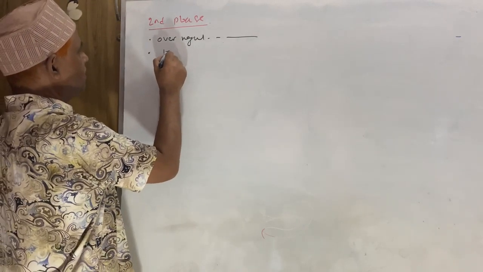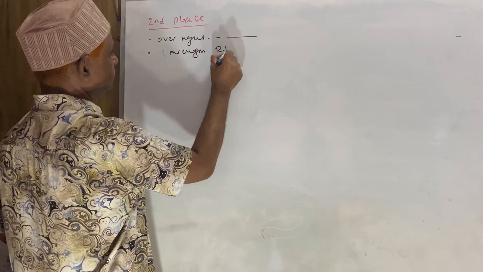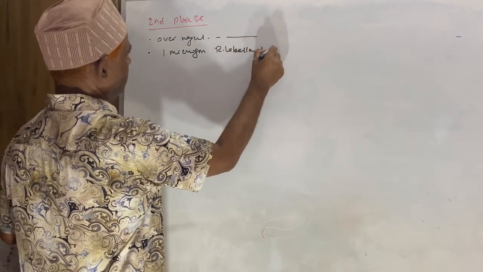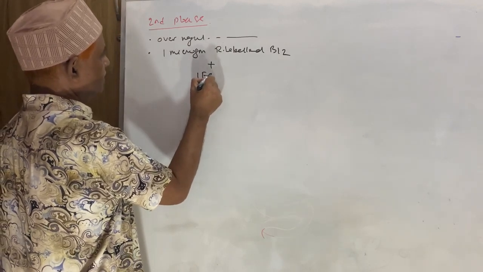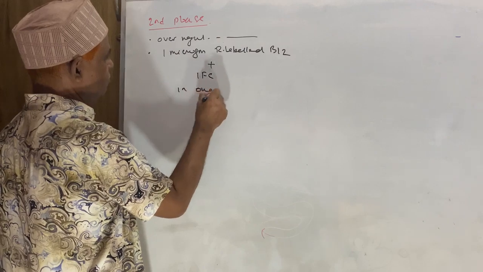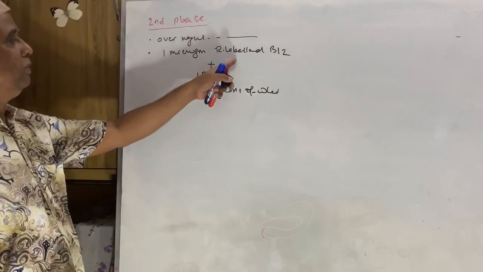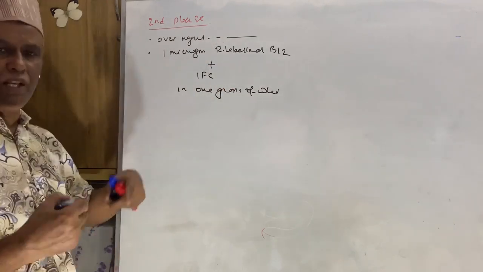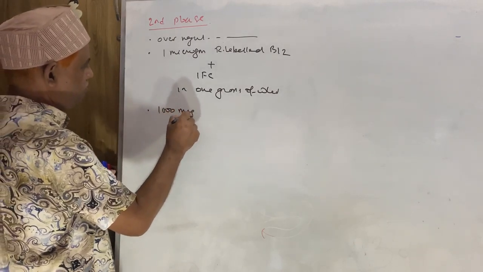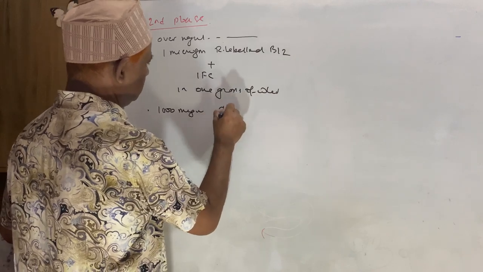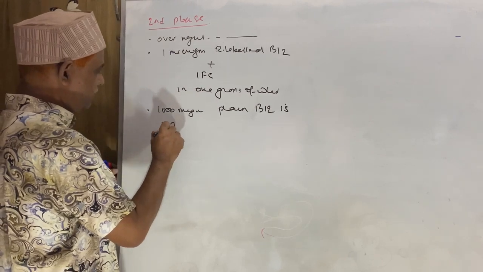What you do: 1 microgram radiolabeled vitamin B12 plus intrinsic factor of Castle in 1 glass of water. So 1 microgram radiolabeled vitamin B12 plus intrinsic factor of Castle is taken orally. After that, again 1000 micrograms of plain vitamin B12 is injected intramuscularly.